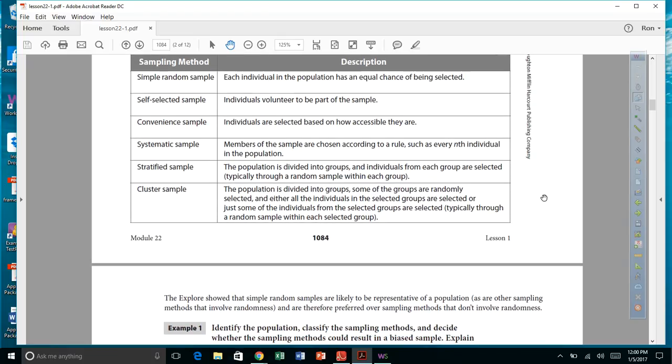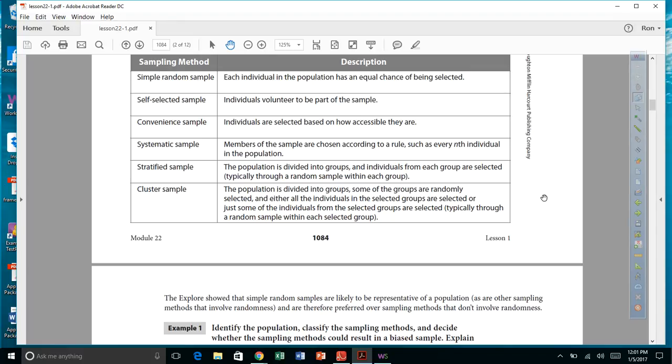Sampling method, simple random sample. Each individual in the population has an equal chance of being selected. Self-selected sample. Individuals volunteer to be part of the sample. Convenient sample. Individuals are selected based on how accessible they are. Systematic sample. Members of the sample are chosen according to a rule, such as every nth individual in the population.